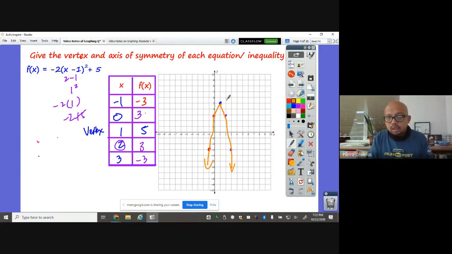Again, this is your vertex here, and in this case, that's a maximum point, or maximum value, of 5 because that's the highest point here. The domain here is all real numbers again, and the range: the lowest point is negative infinity. The highest point, the maximum, is 5.